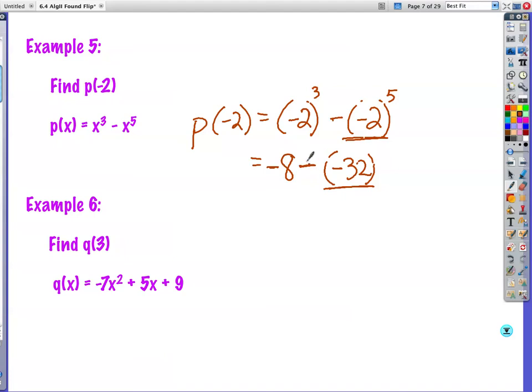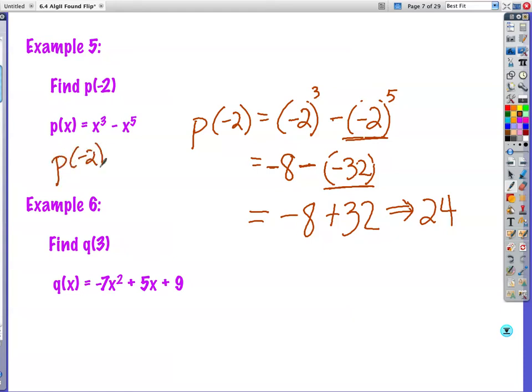Look at this. We could be making mistakes all over the place, but no, we're going to take our time and make sure that we don't. When we have minus and negative, that's the same as plus. And so my answer seems to be 24. So how do I write this? I would like you to write p of negative 2 equals 24.